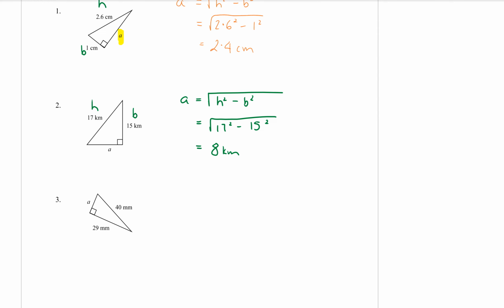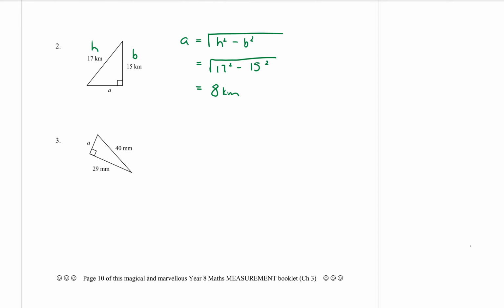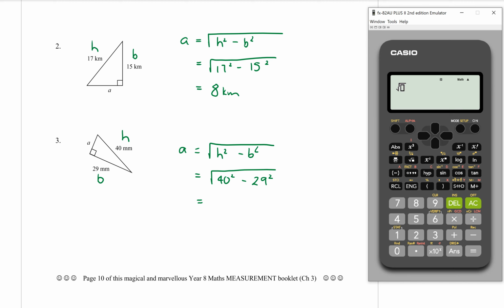Question 3. So the 40 is going to be the hypotenuse. The A is labelled, 29 will be the B. Write the formula down. A equals big square root sign, hypotenuse squared minus b squared. Second line, sub in. The hypotenuse is 40. 40 squared minus, the shorter side is 29. So 29 squared. And calculator. Big square root. 40 squared minus 29 squared.